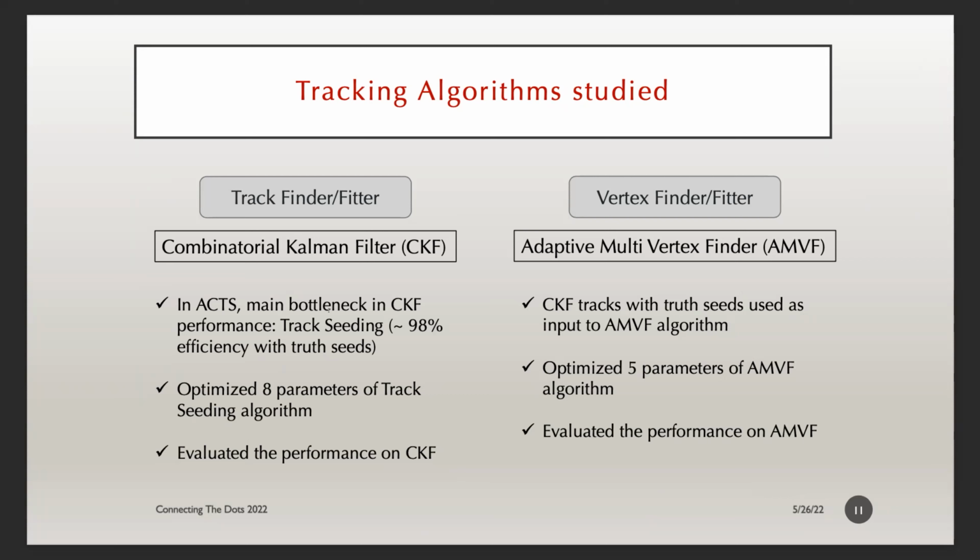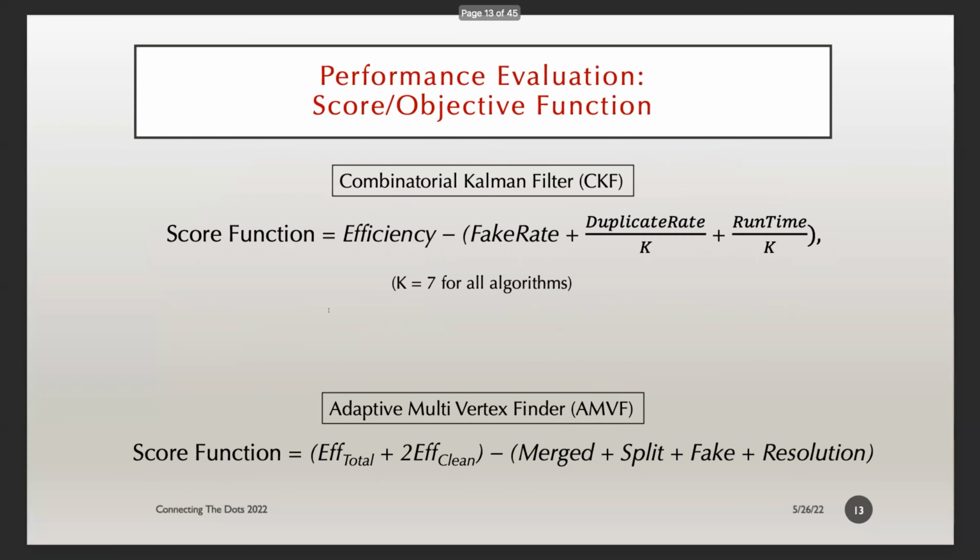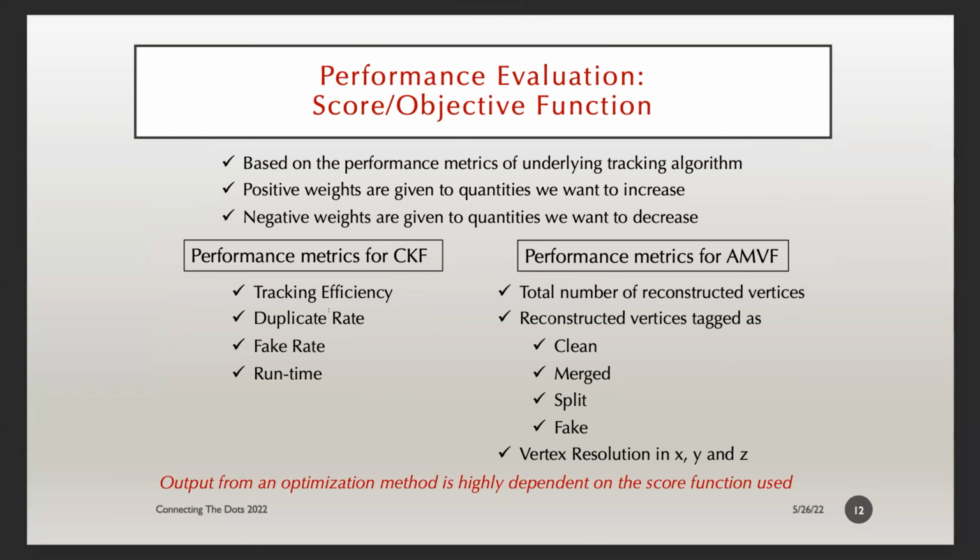And for the AMVF, we have used the CKF tracks with truth seeds as input for the AMVF and optimized 5 parameters of the AMVF algorithm and evaluated the performance on AMVF itself. The most important thing for these kinds of optimization algorithms is how to evaluate the performance. And for that, we require a score function, or we also call it an objective function.